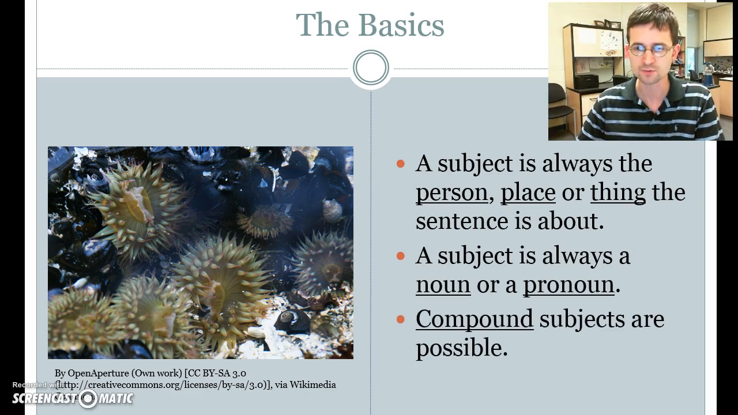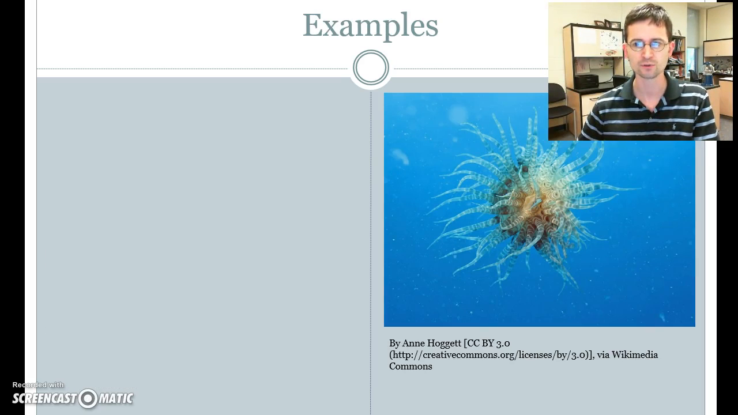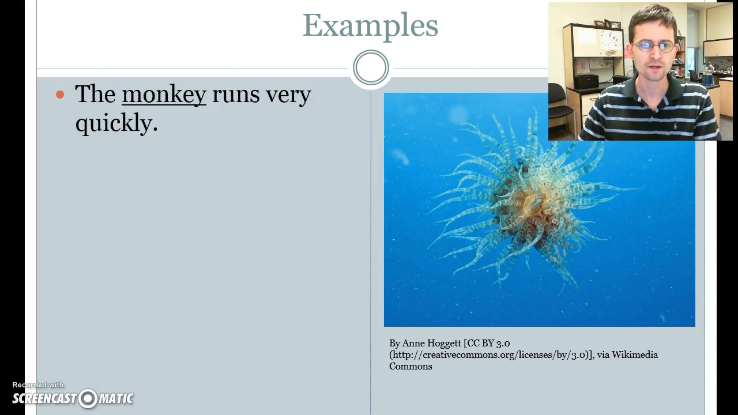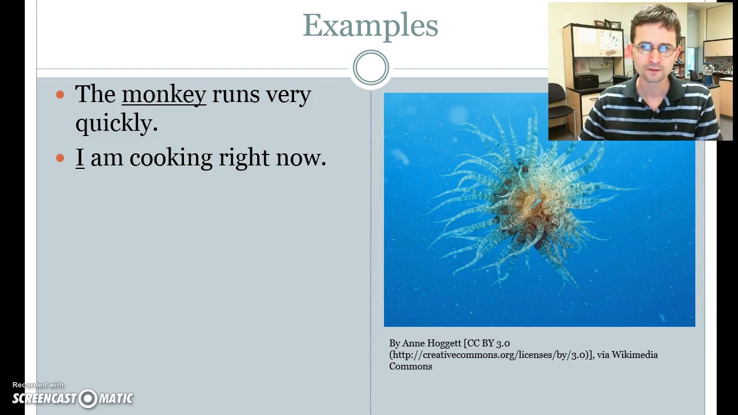Now, in some situations, as we'll see, you might have a compound subject, a subject that's made up of more than one thing. Most of the time, though, when we talk about the subject of a sentence, we're looking at one word. Let's look at an example or two. The monkey runs very quickly. There is only one noun or pronoun in this sentence. It is the monkey. Here's a sentence that uses a pronoun as its subject. I am cooking right now. Notice in both of these examples that the subject is coming up first in the sentence.